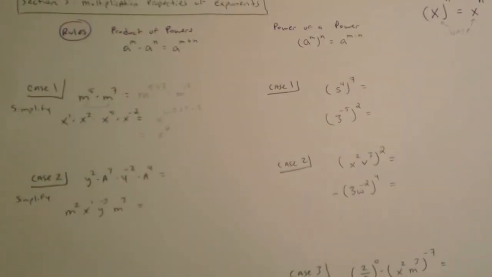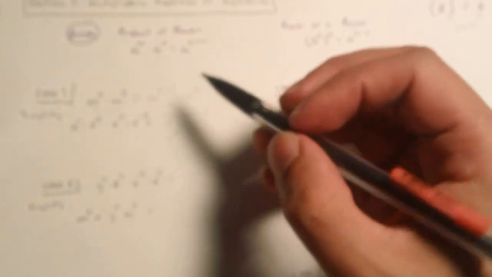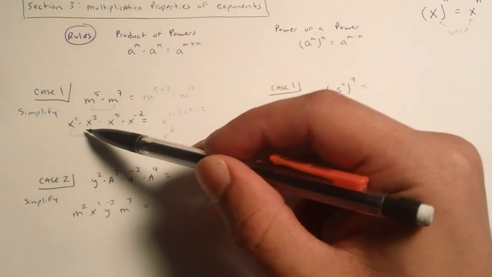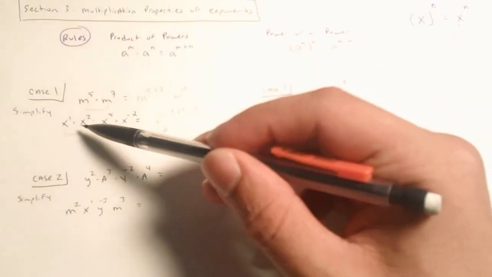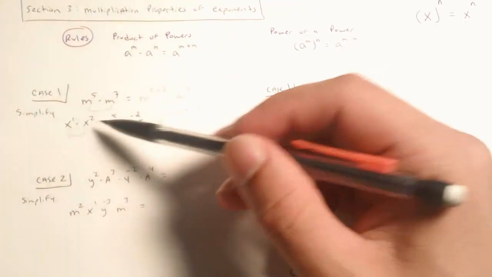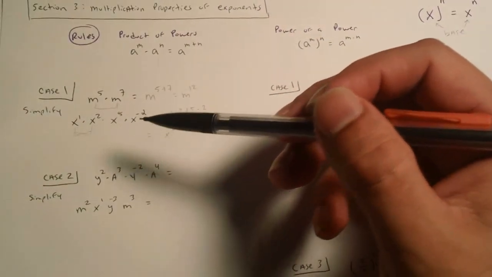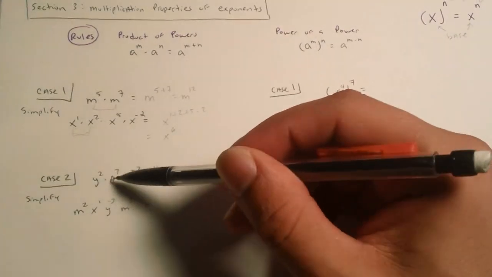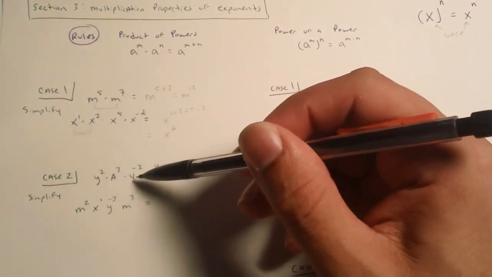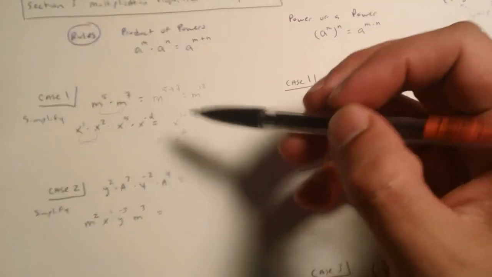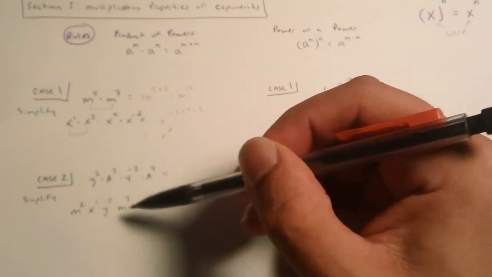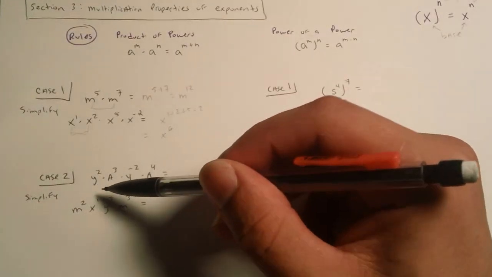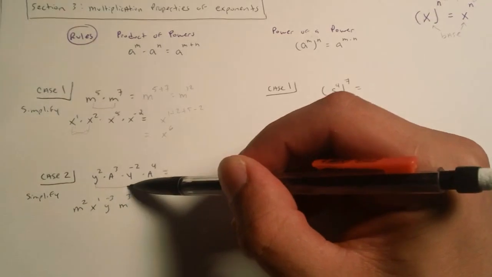Try to be careful whenever you see multiple terms, and always look for the bases that have the same letter or number. Whenever they're different letters, they usually don't mix together, like we have here. For case 2, we have y squared times a to the third times y to the negative 2 times a to the 4th. You notice here that we have both a and y as our bases, but they don't really mix together. You only deal with the bases that look the same. So let's just work with y's first.